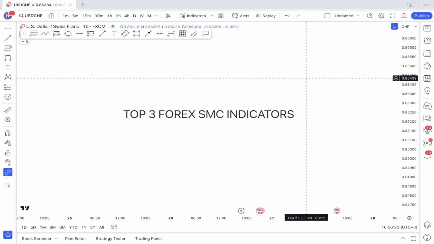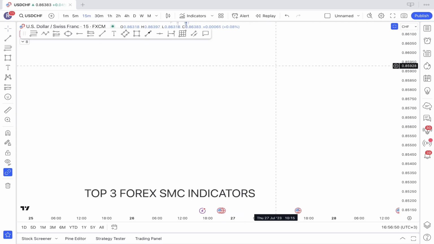Alright, so all these indicators are indicators that I use on a daily basis, but I do need to tell you that the smart money concept strategy I use on a daily basis is not based on indicators. I don't use an indicator based strategy. However, these indicators are great when it comes to confluence, and I will let you know in a minute exactly what I'm talking about. Okay, so let's start.